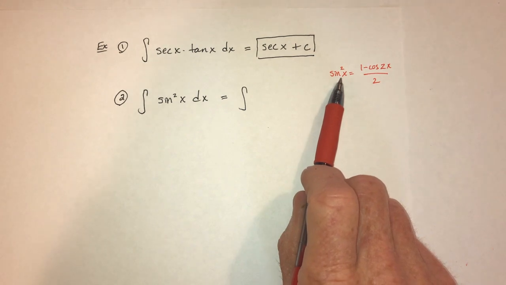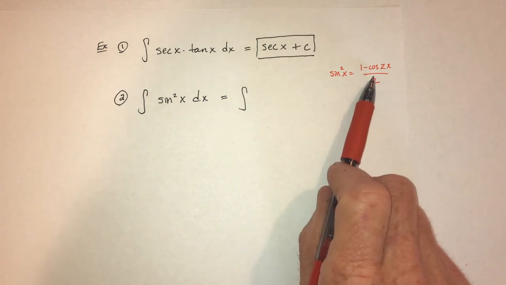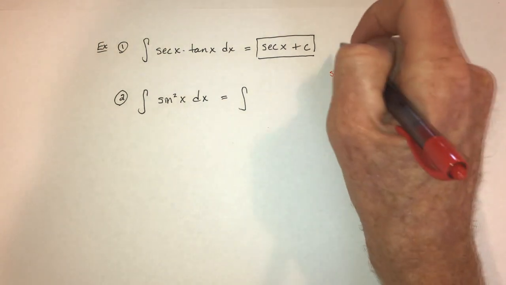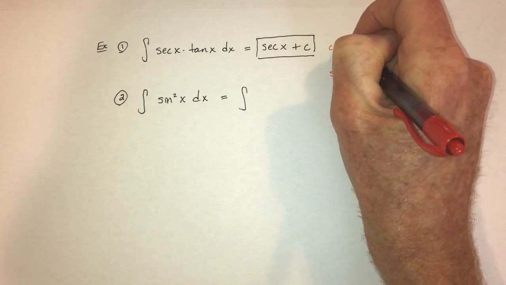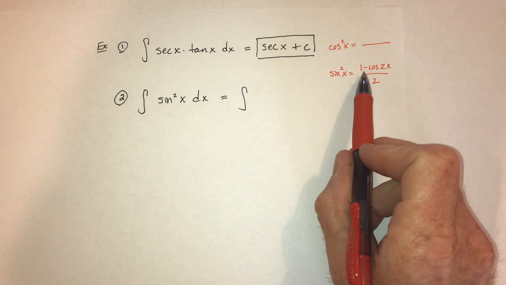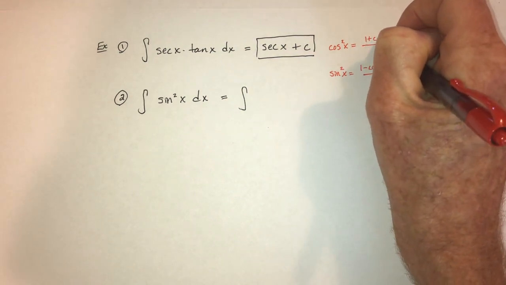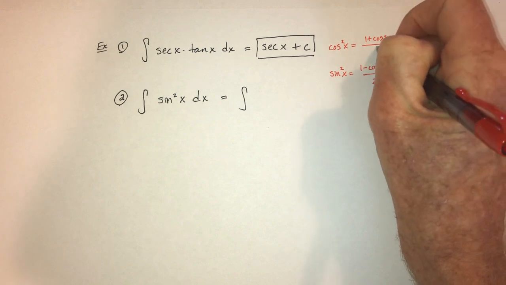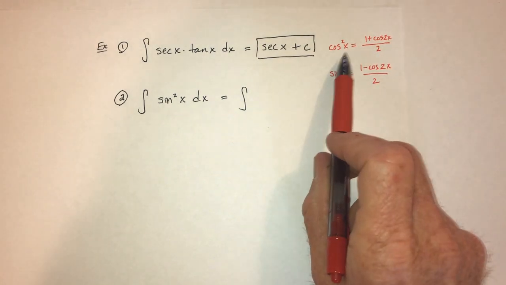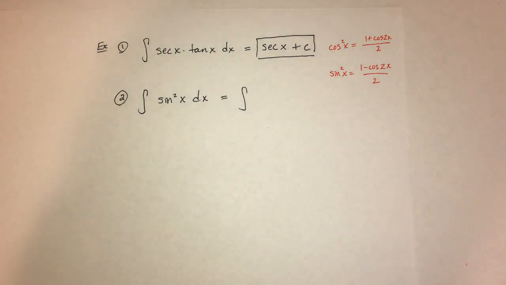This is extremely important because you're going to end up integrating sine squared quite often, and this is the only way to do it. So you need to know that formula. Likewise, there's one for cosine squared. And the good thing is it's almost exactly the same. Just change this minus to a plus. So anytime you run across integrate cosine squared, you need this identity. And for sine squared, you need this identity.